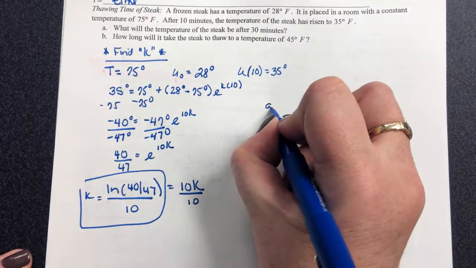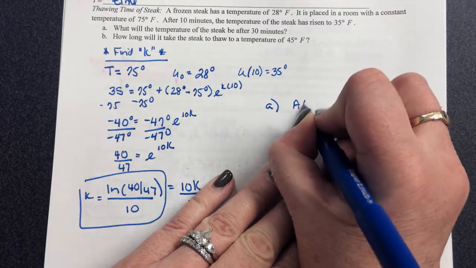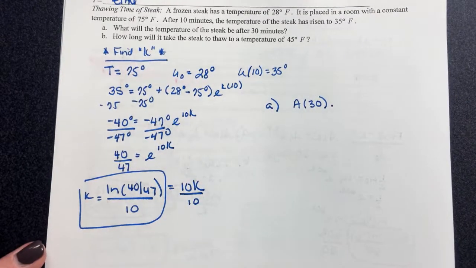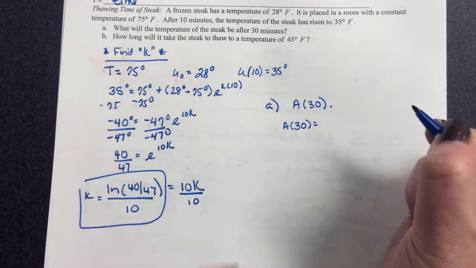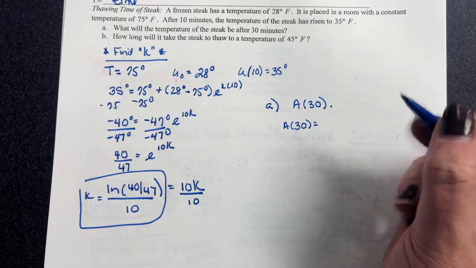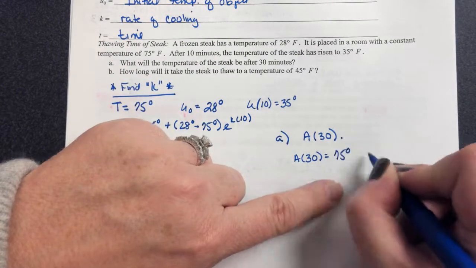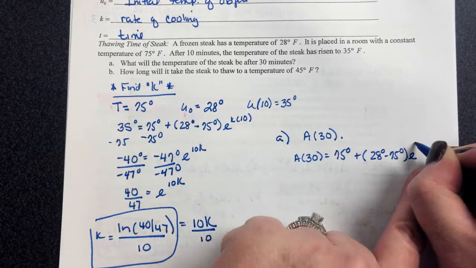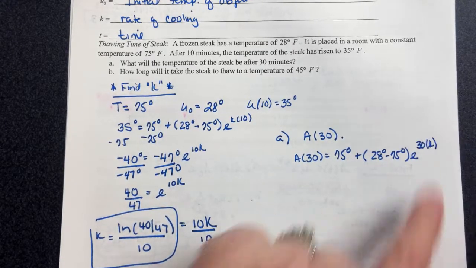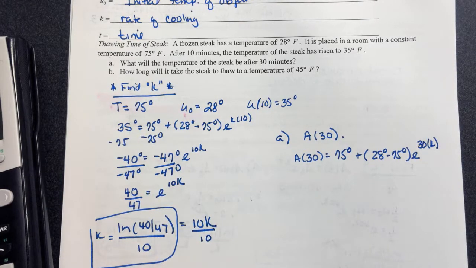So now I can go ahead and start answering the questions. What will the temperature of the steak be after 30 minutes? So I want to find U of 30. I know U of 30 is going to be equal to, in my formula, my room temperature, which was 75 degrees, plus 28 degrees minus 75 degrees, times e raised to the 30 times k. So pretty straightforward, just going to plug and chug. Don't have to worry about doing log of any side of the equation.